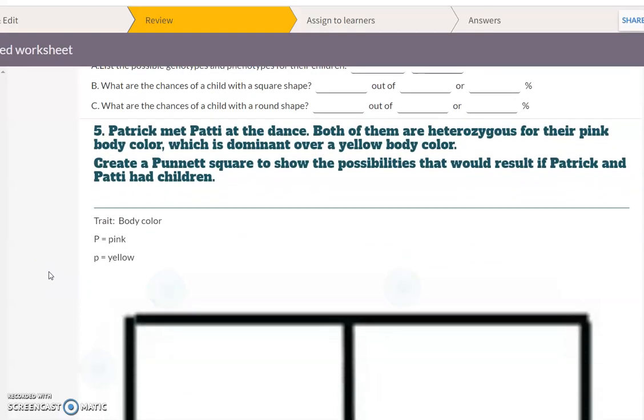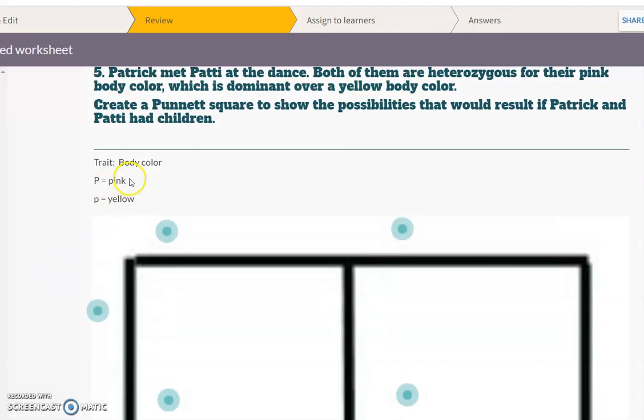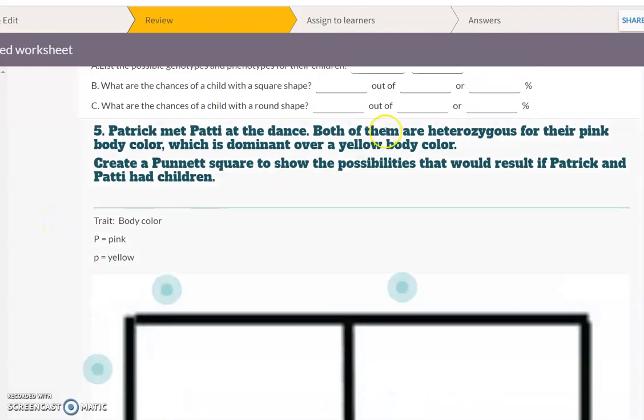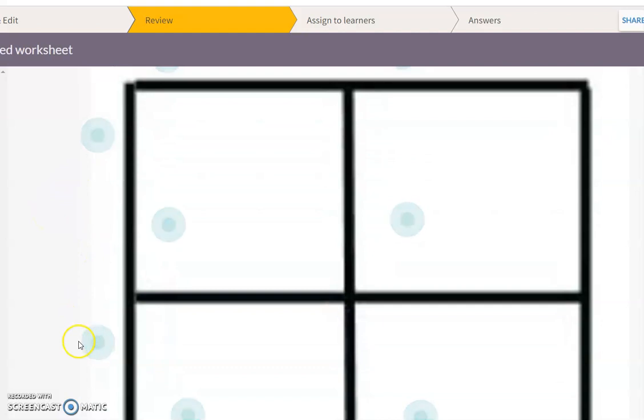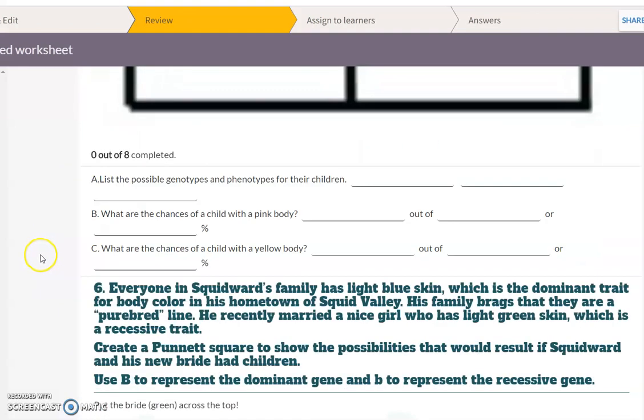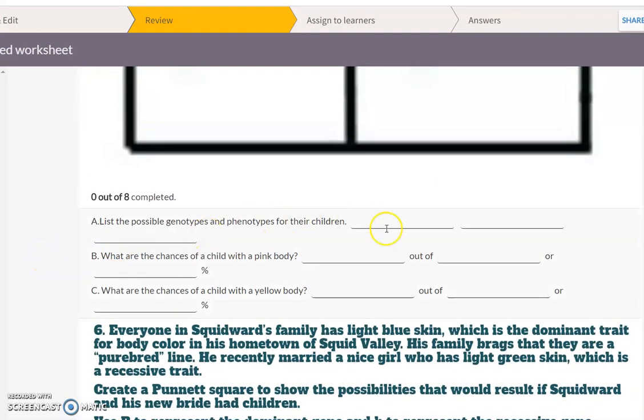Okay, next we're going to take Patrick and Patty, and we're going to marry them off. This time we're looking at body color. So capital P is pink, which is dominant, over lowercase p, which is yellow. Now Patrick and Patty are both heterozygous for pink. So remember to put the parents on the outside and then the kids in the boxes. And don't forget to analyze. So again, genotypes and phenotypes go in each of the blanks.